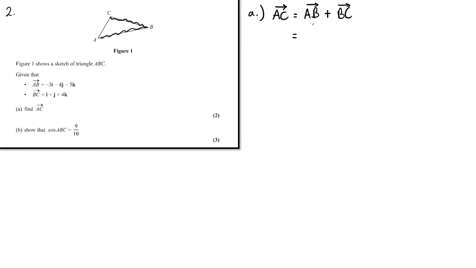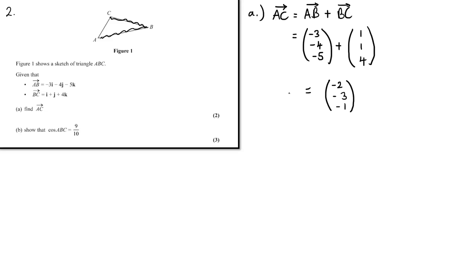So in that case, if I use column vector notation here, that's going to be minus 3, minus 4, minus 5, plus the vector for BC, which is 1, 1, 4. Okay, so therefore adding each element as we go along, minus 3 plus 1 gives us minus 2, minus 4 plus 1 gives us minus 3, and finally minus 5 plus 4 gives us minus 1 there. So this vector here represents the vector AC. So that's the first part done there.